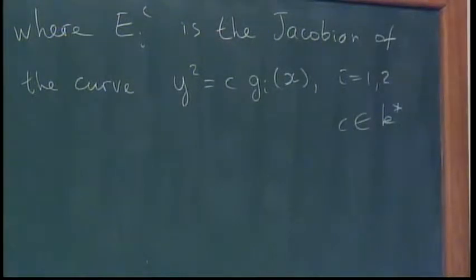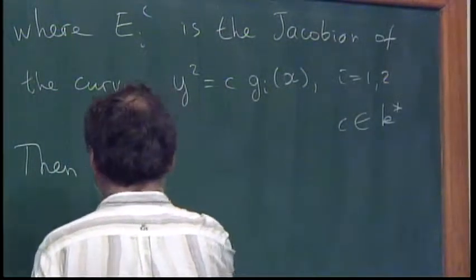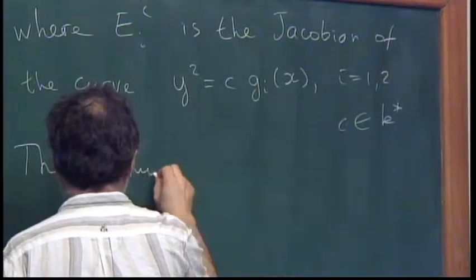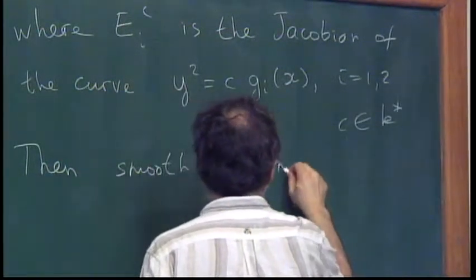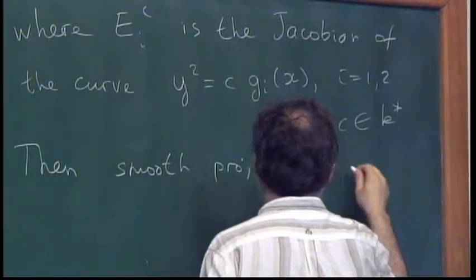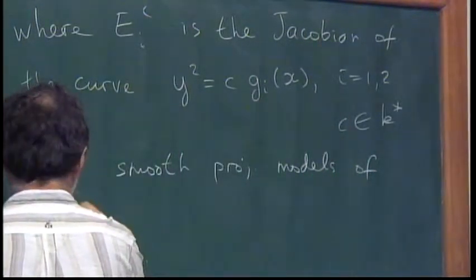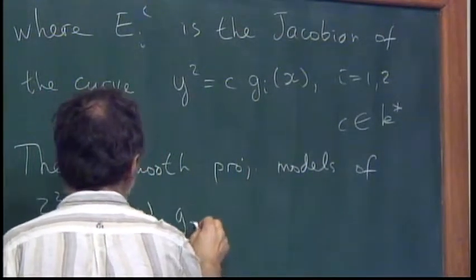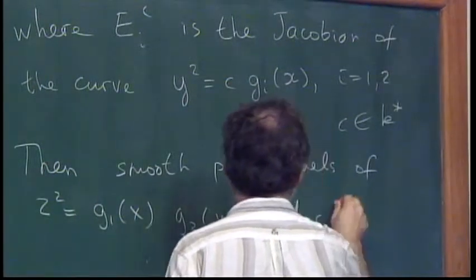And then the conclusion is that smooth projective models of the variety with the affine equation z squared equals g1(x) g2(y) satisfy the Hasse principle.